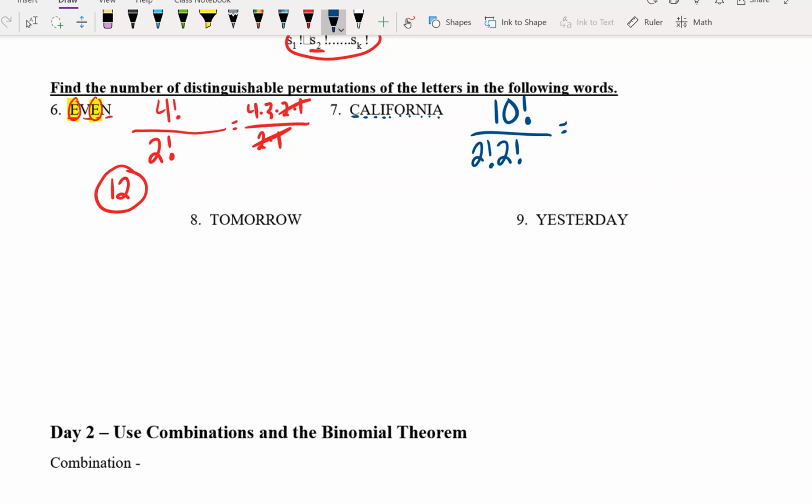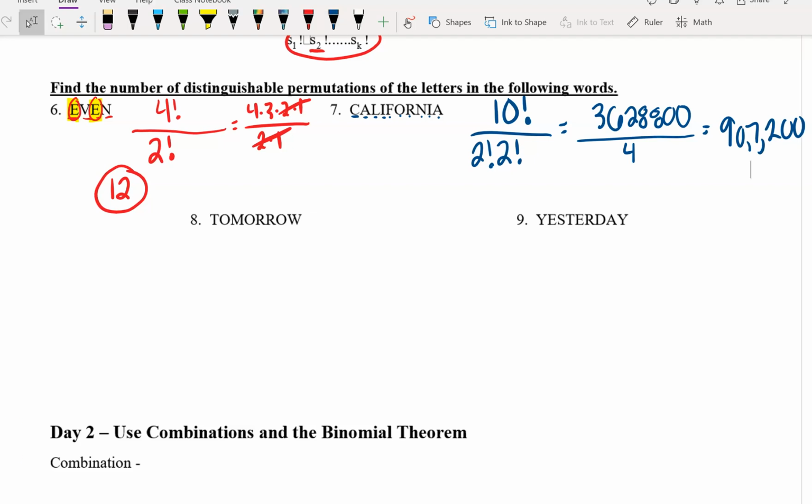So this is going to be 10 factorial, which I'm just going to do on my calculator. 10 factorial is 3,628,800 over 2 factorial times 2 factorial. That's 2 times 1 times 2 times 1, which is just going to be 4. So I'm just going to divide that by 4, and I get 907,200.